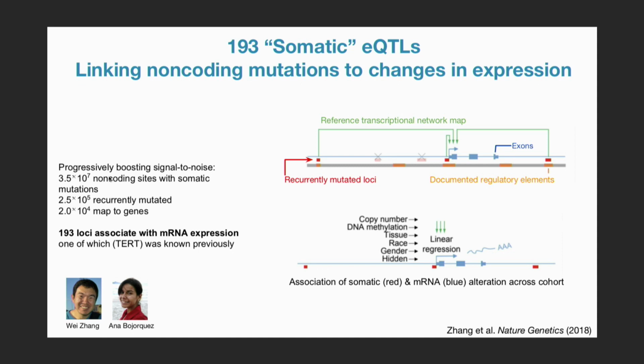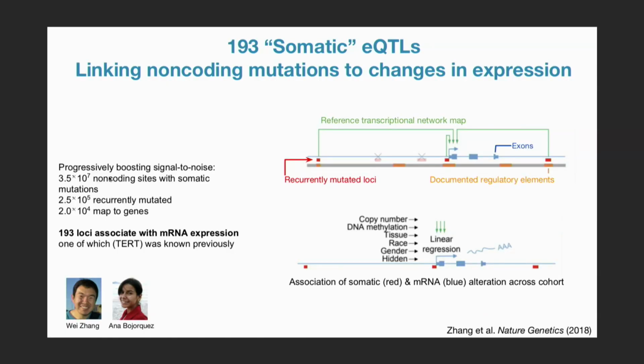At the end of the day, by the time you run your significance tests and compute your number of significant loci at a given false discovery rate, we ended up with 193 loci that significantly associate with changes in RNA expression over this patient population. So is that a large number or a small number? Well, it's both. It's a small number because it's much, much smaller than the 35 million sites we started with. It's a large number because only one of those had been found before.